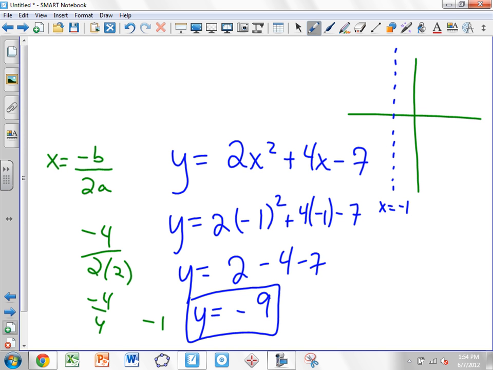So to find this vertex or to show it, you go over 1 and down 9. So it might be down here. Let's say that's 5 and that's 10. Okay? So my vertex is at negative 1, comma, negative 9. Okay, that's the vertex right there. What else do I know about the graph? The roots. How do I find the roots?